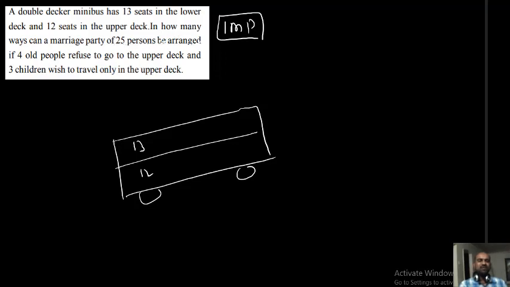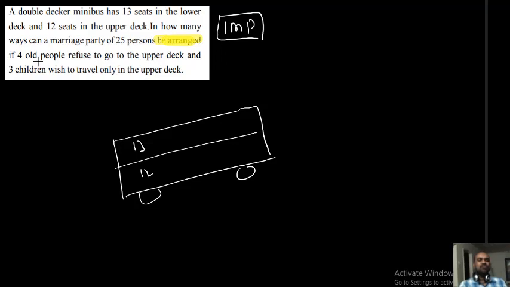Arranged. Important. Arranged means permutations are wanted. It means how many ways you can accommodate the seats. 13 plus 12 is 25, no? There are 25 people. How many ways can you arrange their seats?